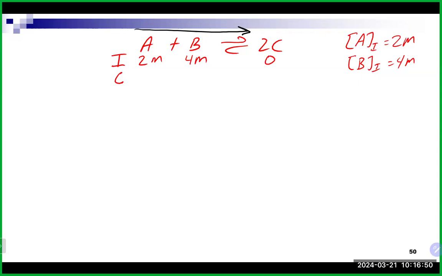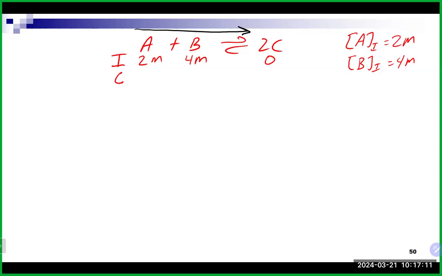That means as this reaction is taking place, would I expect more or less of A and B? Less. And I would expect more of our products, our C in this case, right? Because we have to use our reactants to make our products. So we should expect the reactants to come down and we should expect the products to come up.